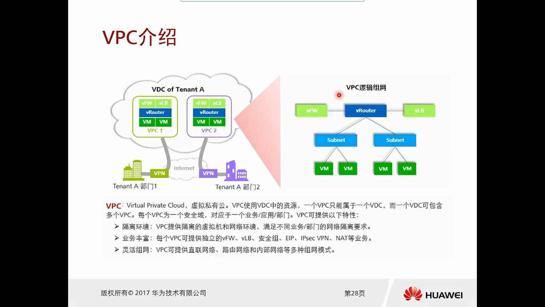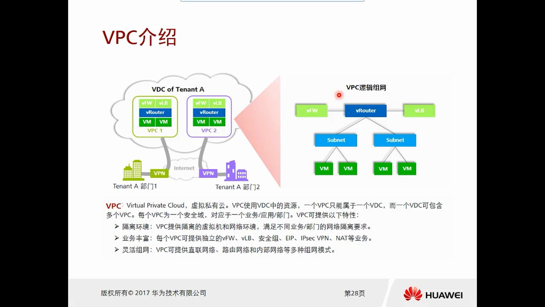Okay, so we've talked about VDC. Actually, there is an inseparable thing called VPC. It might be a bit convoluted, and everyone might be a bit dizzy. What is VPC? It is called virtual private cloud.